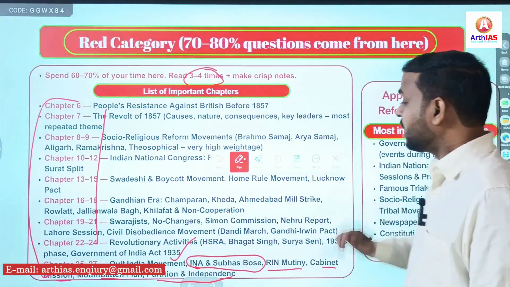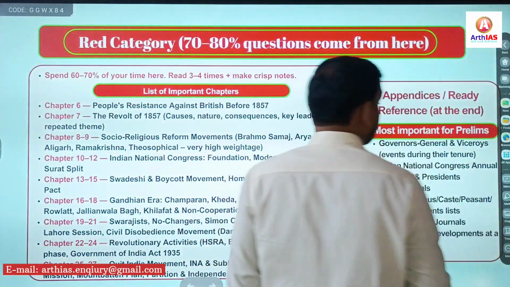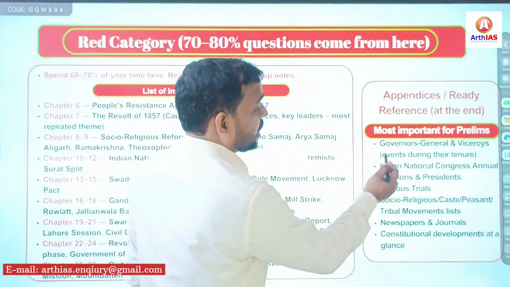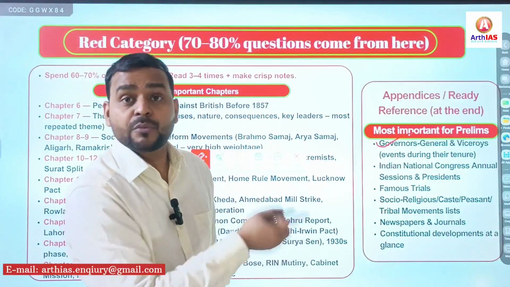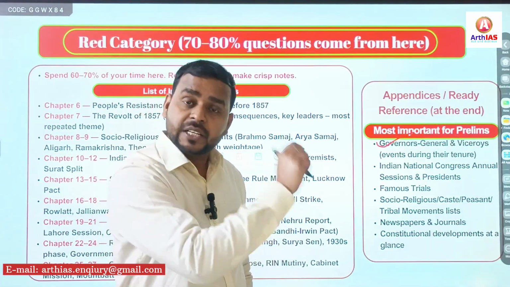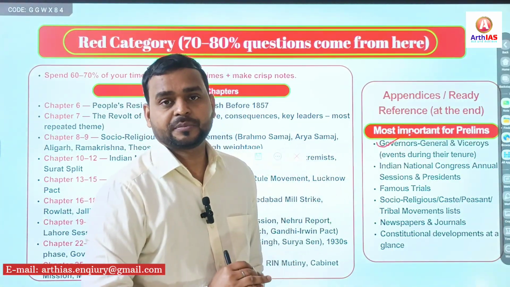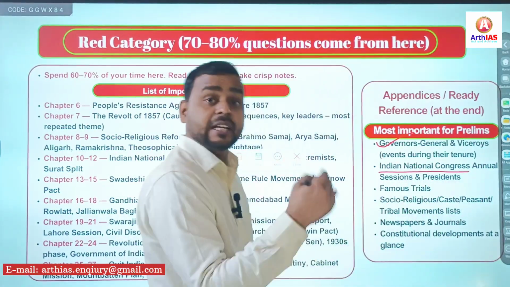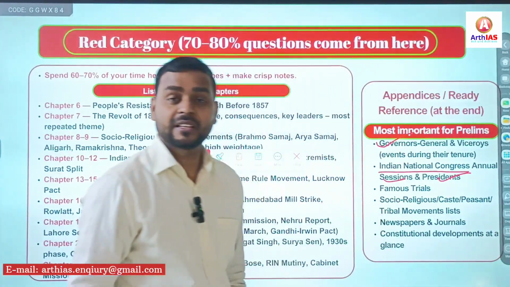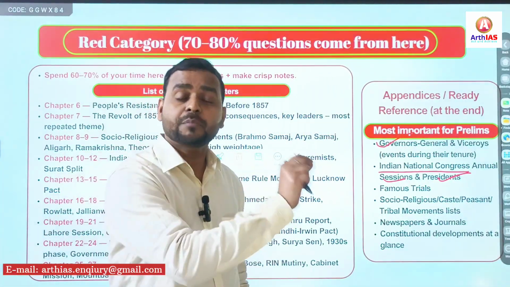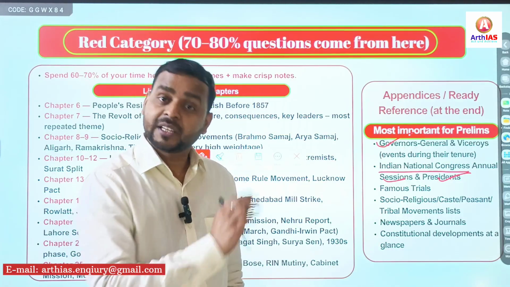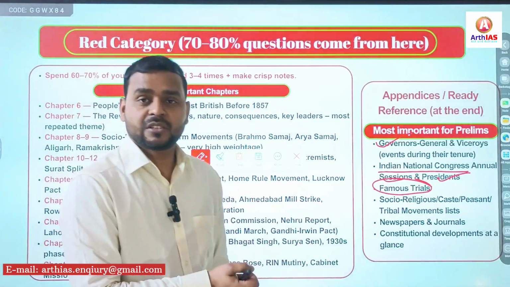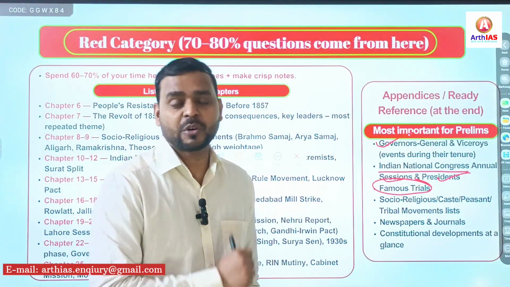Right? Now, the important appendixes given at the end of this book. Here you will focus on governor generals and viceroys, right? And certain incidents that took place during their tenure are very important. Apart from that, the Indian National Congress, as I said, and their sessions, presidents, and events that took place in a particular session are very important. Now again, other topics like famous trials of certain revolutionaries are very important.